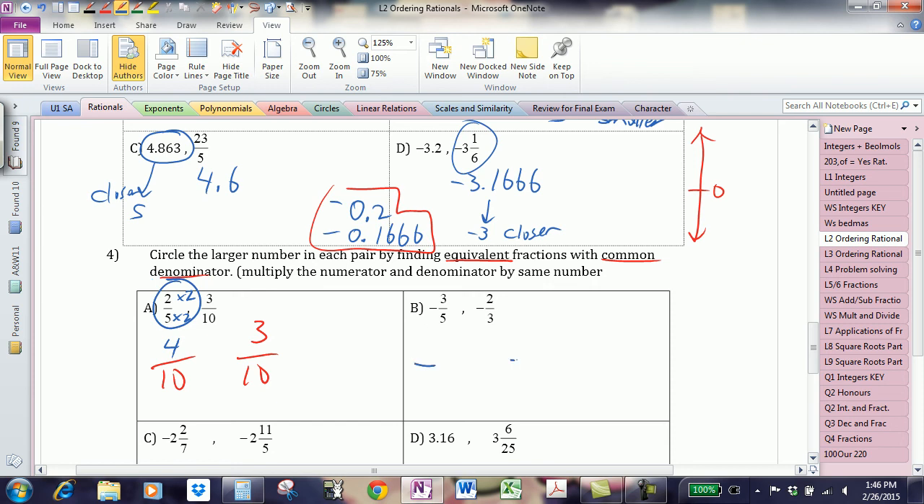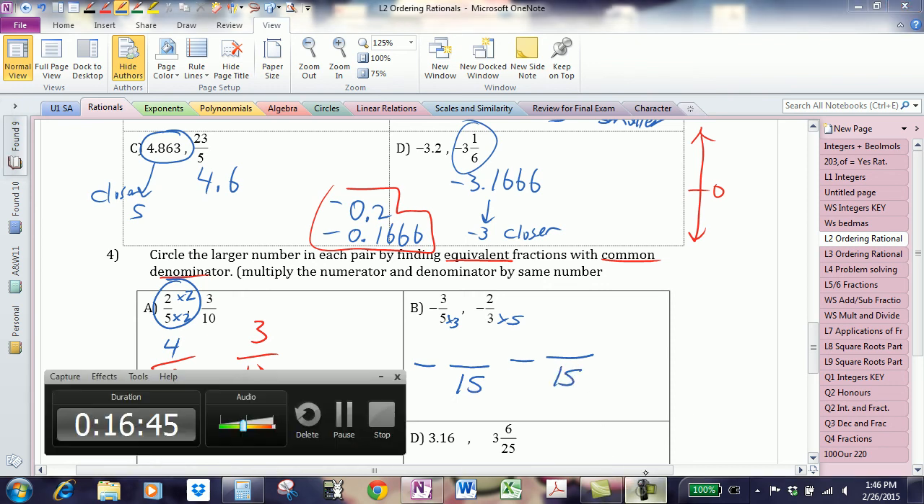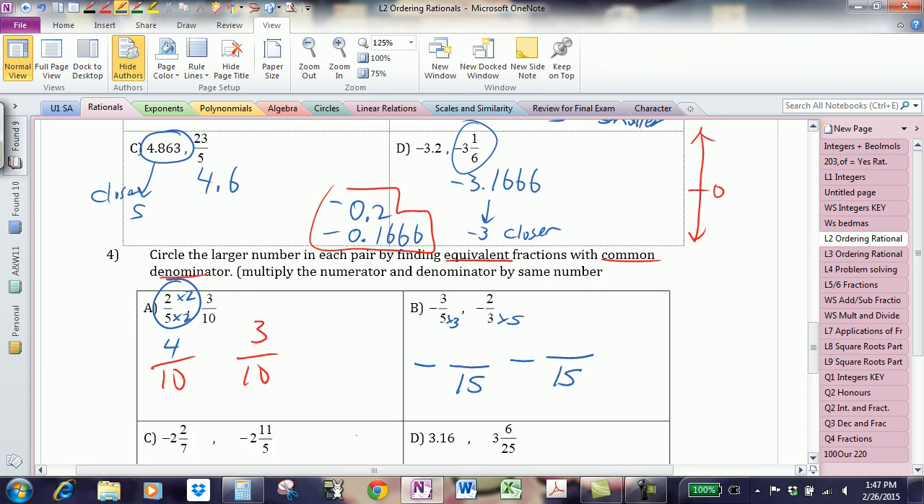Sometimes, like B, you have two numbers and neither of them are the common denominator. So what you need to do is find it. This trick always works. Multiplying by the opposites always works. Okay, go ahead, find them. Okay, so the trick always works, timesing by the other denominator. So we get negative 9 over 15, negative 10 over 15.